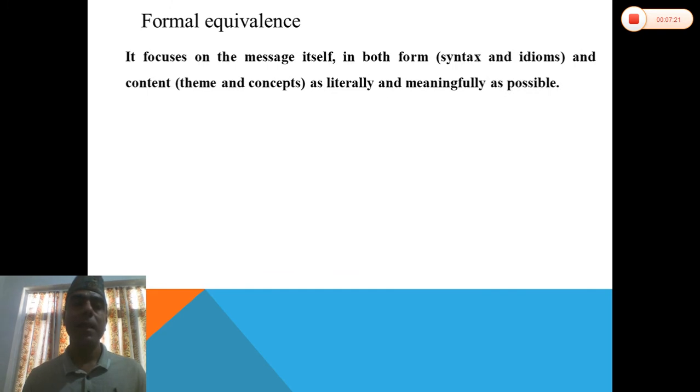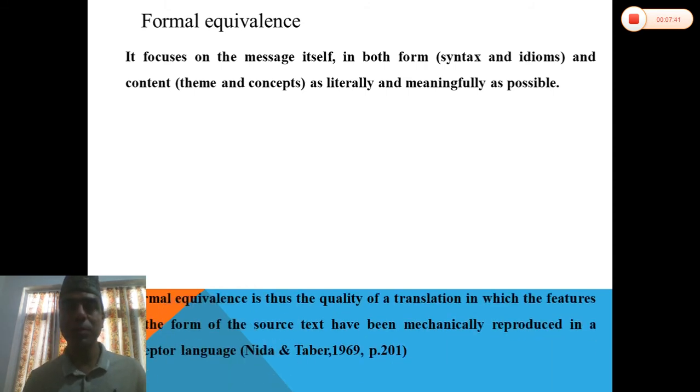Formal equivalence. Now let's talk a little bit about this. We have already talked that formal equivalence refers to the word-to-word translation or literal translation mode. It focuses on the message itself in both form and content. Yes, form and content should be similar between the source text and the targeted text, according to formal equivalence under Nida's theory. Literally and meaningfully, as far as possible.